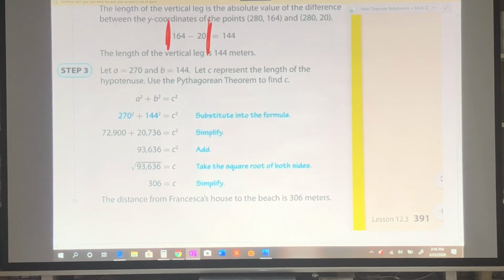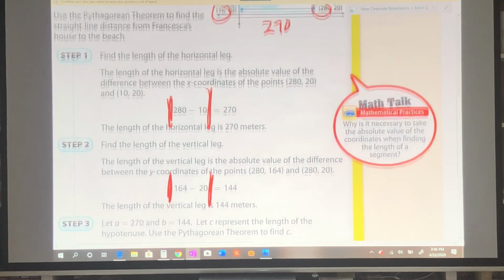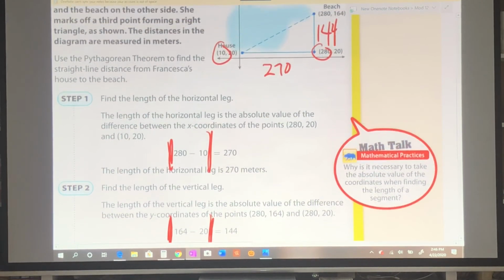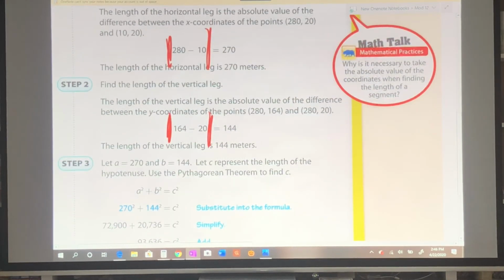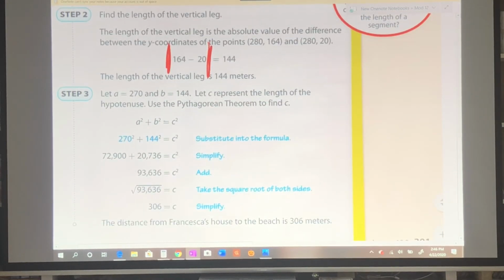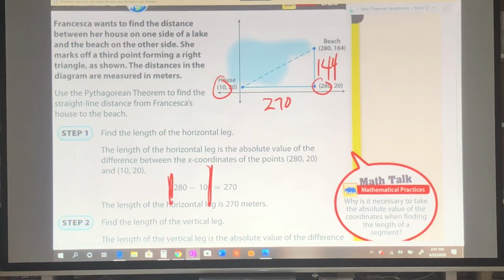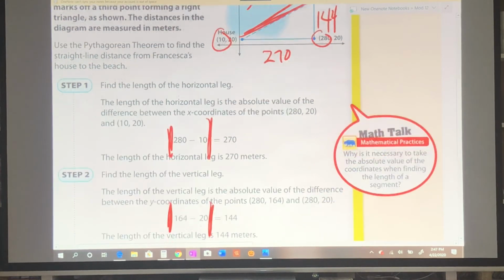Look at this. Remember the bottom is 270, the one going up the side is 144. You're taking the formula, the theorem, square 270, square 144, add them up, square root, and this side here would be 306. That's the longest side, 270, 144, and that distance would be 306 for the hypotenuse.